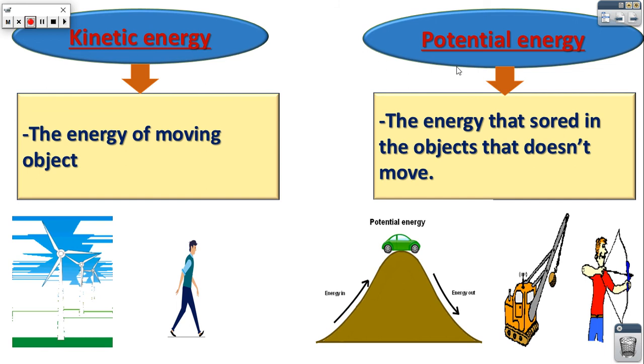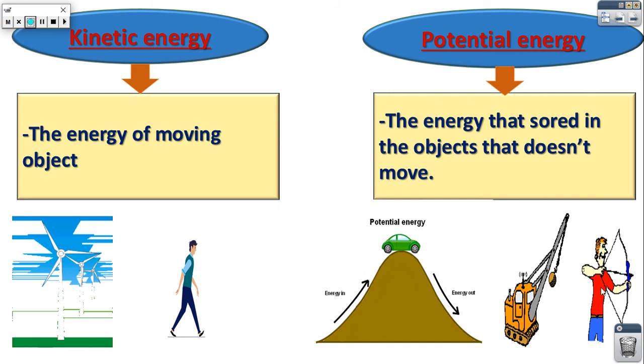But the potential energy is stored inside an object that doesn't move. So anything that doesn't move, on a height like this car, has energy inside it. This energy is called potential energy. When you put a book on a table, the book stores a type of energy which is called potential energy.